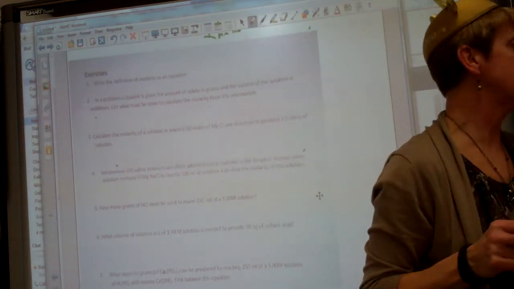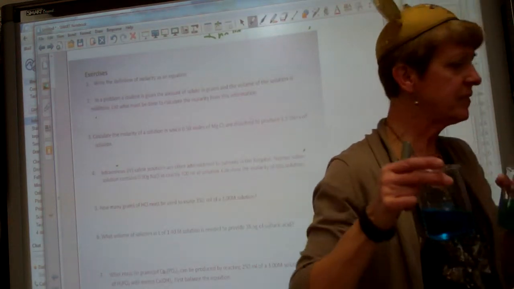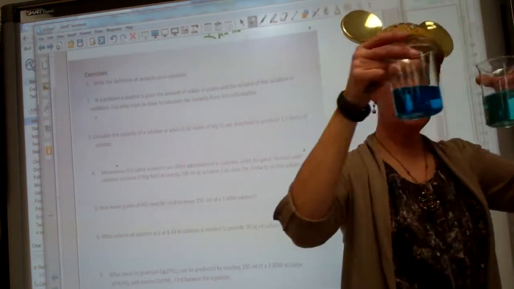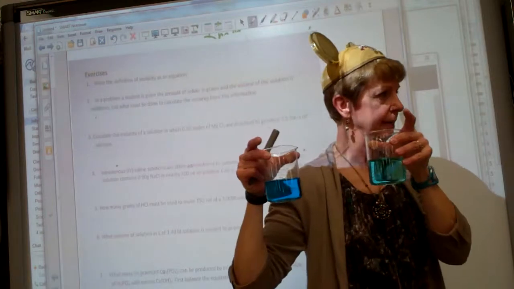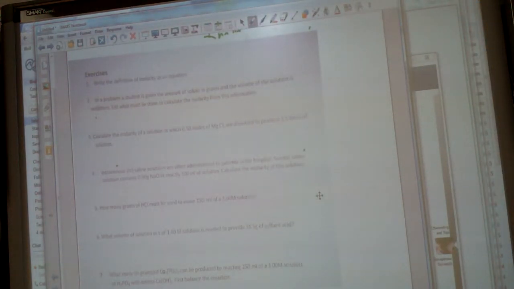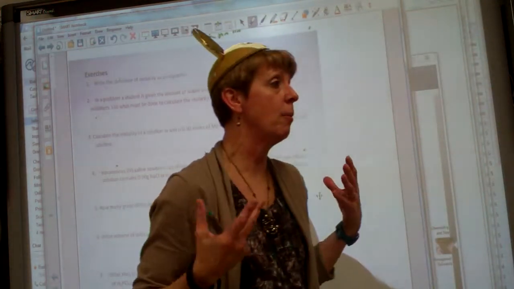Okay? Think of your box diagram for us. What do you have to think about when I want to know the difference between these two beakers? How come this one's darker? It's both copper 2 sulfate. How come it's darker? It's got a higher concentration of copper 2 sulfate. Okay, it's got higher concentration, and so it's got more moles.